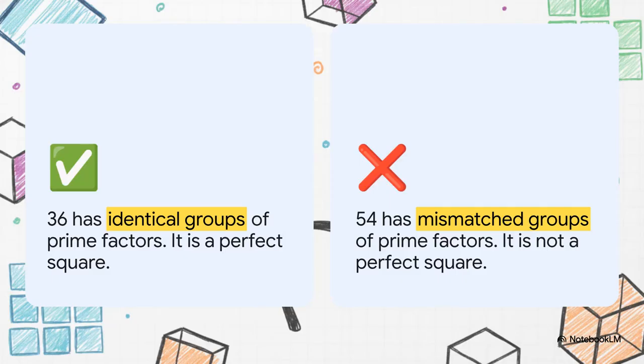Let's actually test this method out. Take a look at 36. If we break it down, its prime factors are 2, 2, 3, and 3. We can easily sort those into 2 identical groups of 2 times 3. That's a perfect match. But then, look at 54. Its prime factors are 2, 3, 3, and 3. If you try to make 2 identical groups out of that, well, you just can't. There's an odd man out, and because 54's factors absolutely cannot be sorted into 2 perfectly identical groups, it totally fails the perfect square test.